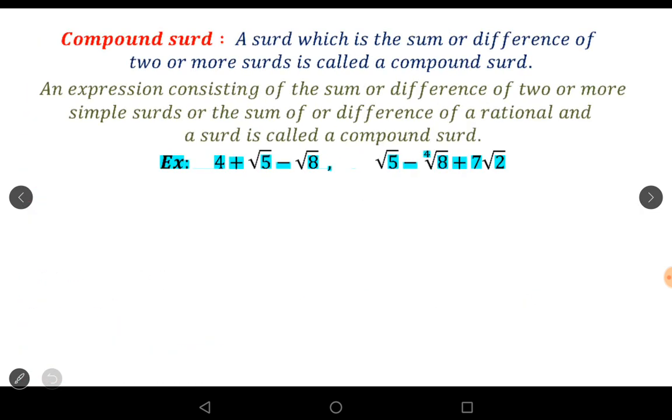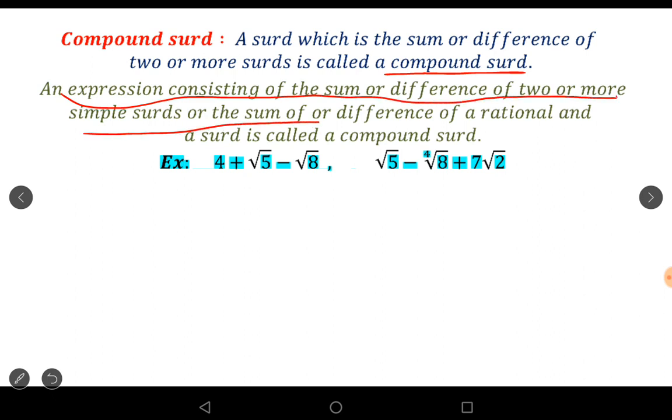Next one, compound surds. Simple surds have only one term. A compound surd is a surd which is the sum or difference of two or more surds. Observe here, the sum or difference of two or more surds. In algebra, that is called an expression, two or more terms with positive or negative signs. Here, a compound surd is two or more surds combined with plus or minus. The sum or difference of a rational number and a surd is also called a compound surd.